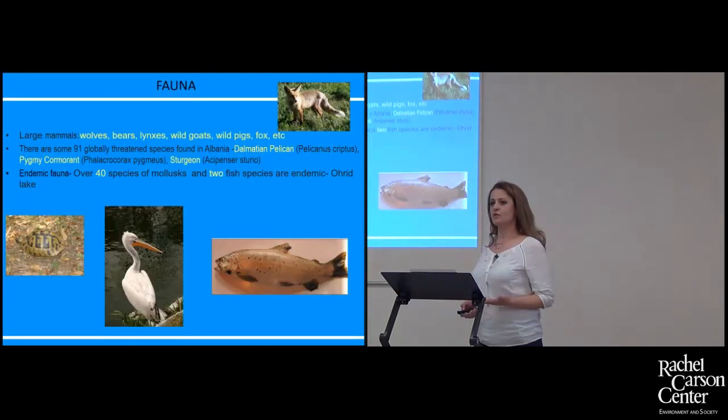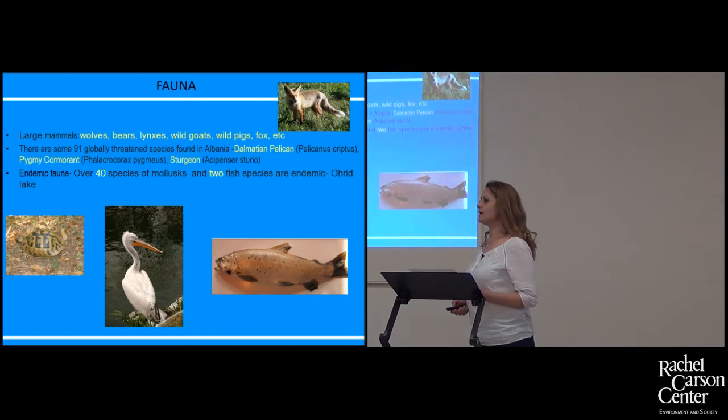The same we can say for the fauna, which is very rich, and in Albania you can find globally threatened species, also endemic species. Just in one lake you can find endemic fauna that have 40 species of mollusks that are relic and endemic in Ohrid Lake, and two fish species are endemic. One of them is the one in the picture, which is the red-spotted trout.